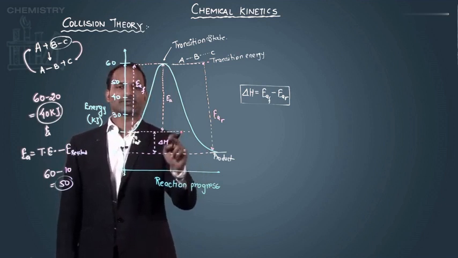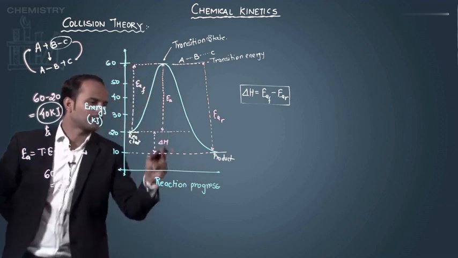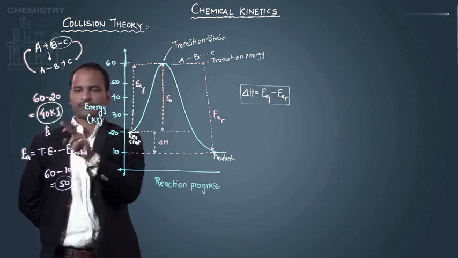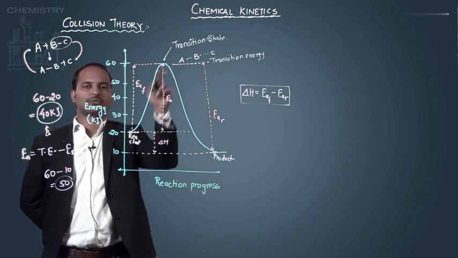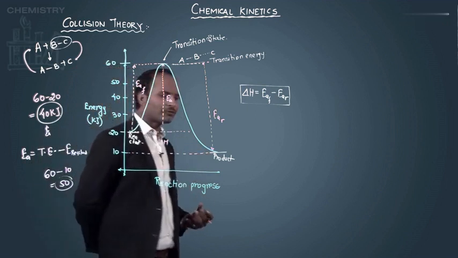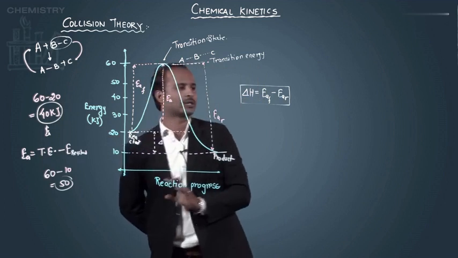So what is delta H here? Delta H is product minus reactant. The energy absorbed is only 40 kilojoules, from 20 to 40, but the energy emitted is 50. So a greater amount of energy is emitted, which means the reaction is exothermic. So this is an exothermic reaction.